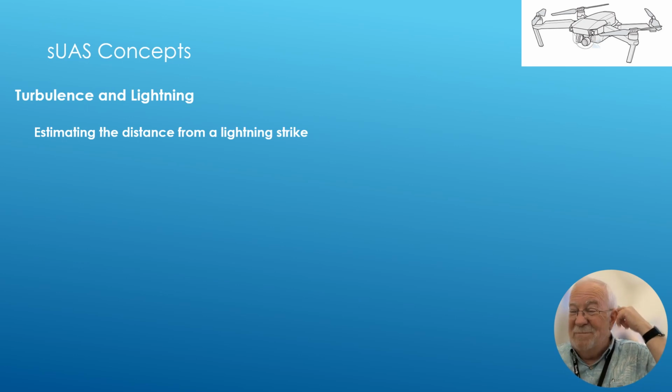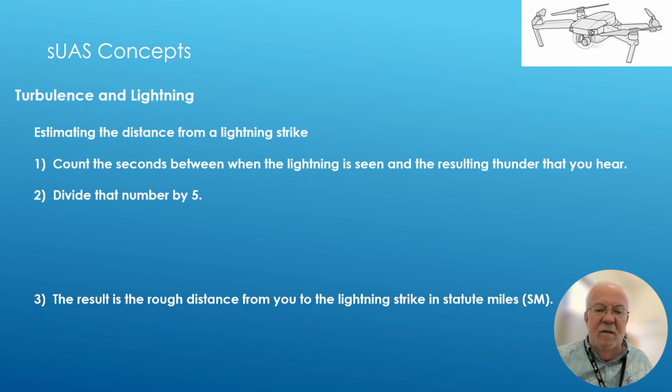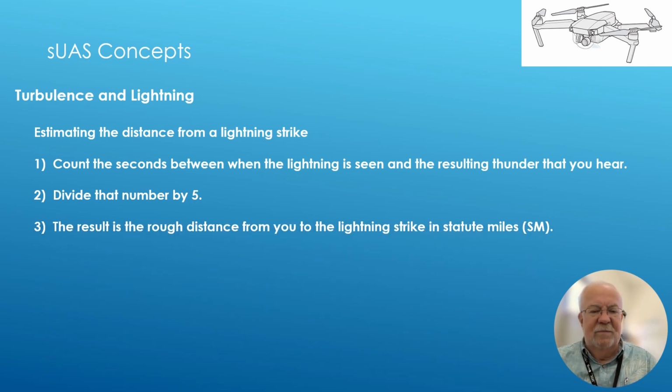So you'd definitely find shelter before that, because we're not too much concerned about the drone. We're concerned about you getting hit by lightning. It happens all the time with golfers, but we want to try to avoid that if possible. Again, count the seconds between the lightning and the resultant thunder, divided by 5, gives the rough distance in SM, statute miles.